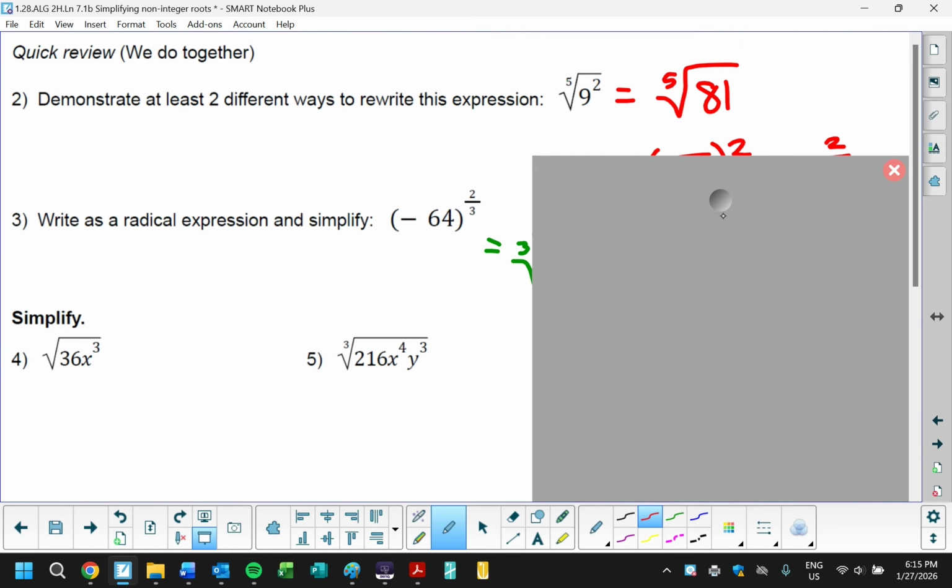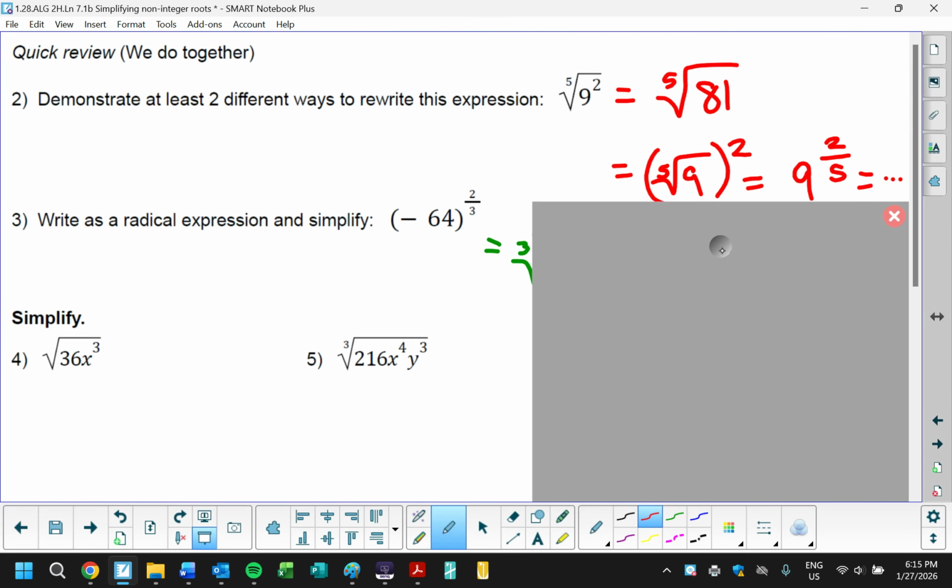So several different ways, I'm thinking. First of all, 9 squared, of course, is 81. You could also rewrite it so that you take the 5th root of 9 first, followed by the 2nd or square power. You can rewrite that as an exponential, a rational exponent, that is, 9 to the 2/5, and surely there's other ways of writing that as well.